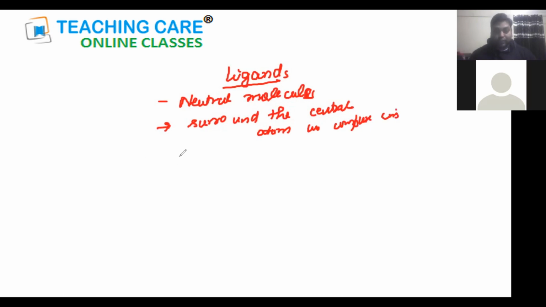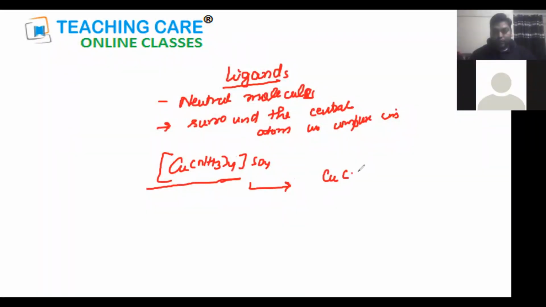So what I have written is Cu(NH3)4 SO4. This part is a complex ion. I have told you this part is a complex ion: Cu(NH3)4 raised to a power. Okay? This is the complex ion.